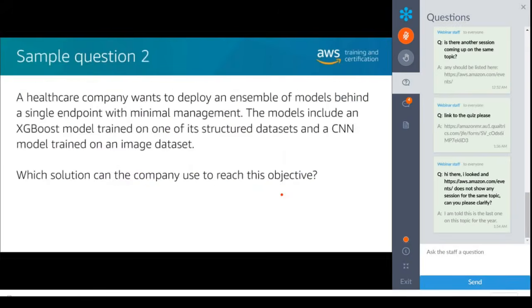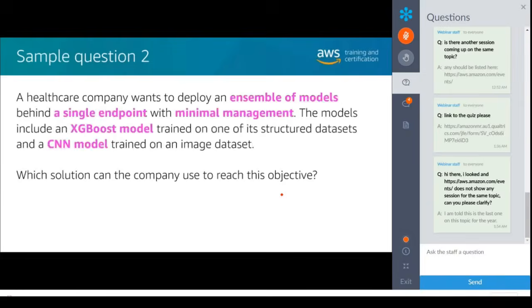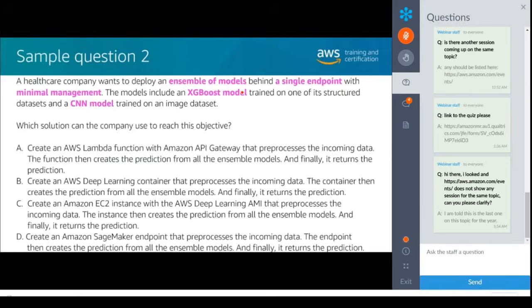Next question. A healthcare company wants to deploy an ensemble of models behind a single endpoint with minimal management. Models include an XGBoost model and a CNN on an image data set. What could we do? Well, we have a single endpoint. We don't want a lot of management overhead, and we have two models we're trying to put behind it. And we call this an ensemble. I don't really want to get into that here. So yeah, what could we do?